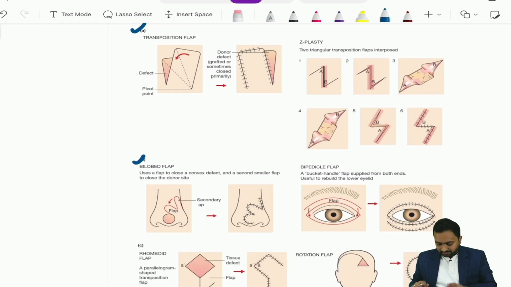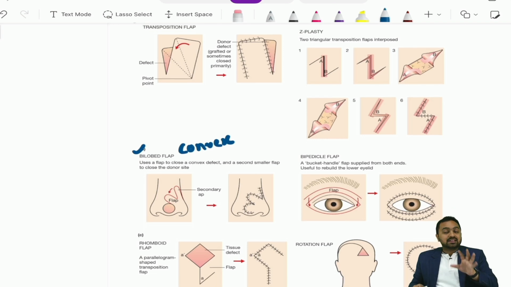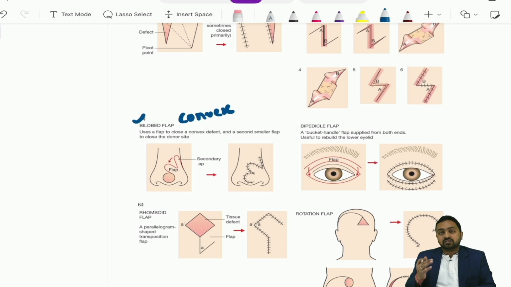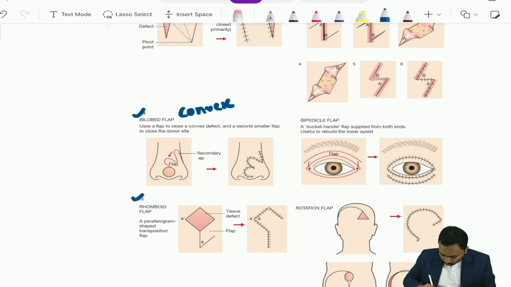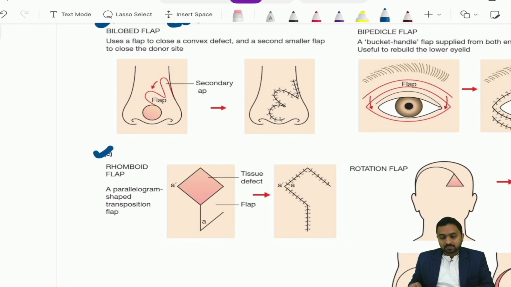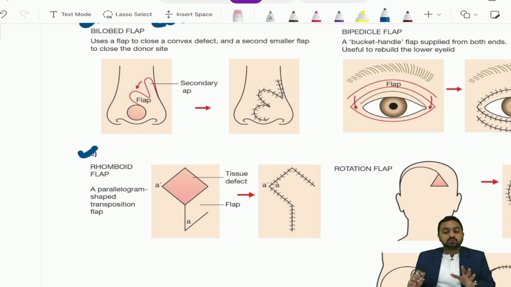Then we have the Bilobed flap. Now this Bilobed flap is used to close a convex defect, and a second smaller flap is needed to close the donor site. It is usually needed in closing defects in the nose. Then we have a rhomboid flap. This is a parallelogram shaped transposition flap. The tissue is used to cover the tissue defect and the donor site is closed with the help of primary sutures.